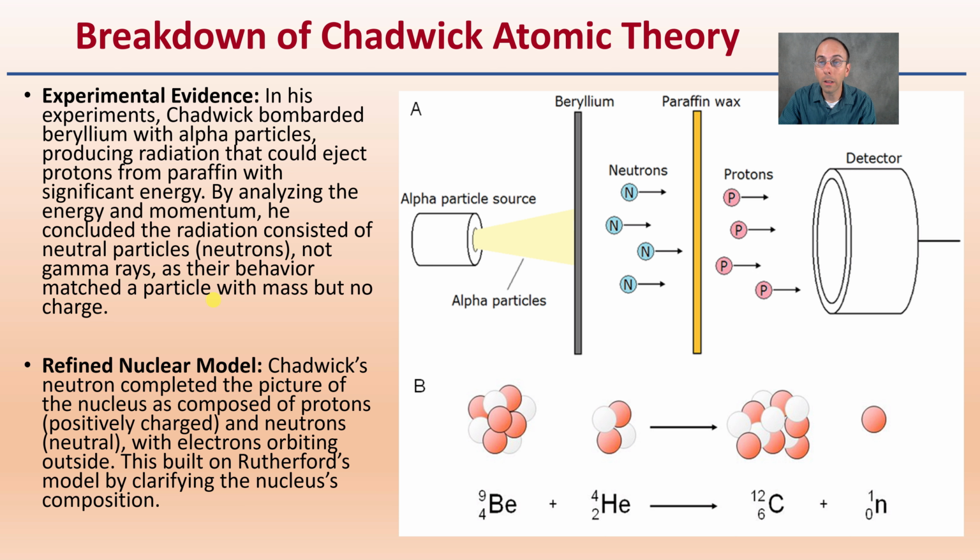A refined nuclear model is what led to this. After this discovery, Chadwick's neutron completed the picture of the nucleus composed of protons, which are positively charged, and neutrons, neutral, with electrons, again, still orbiting around the outside. And this built on Rutherford's model, clarifying the nucleus composition and really further defining it. Again, we see what's going on at the atomic level with these detectors and alpha particle sources. Something's being released. Oh, it's not gamma rays. It behaves like a particle with mass, but it has no charge. Lo and behold, there we have the discovery of the neutron.